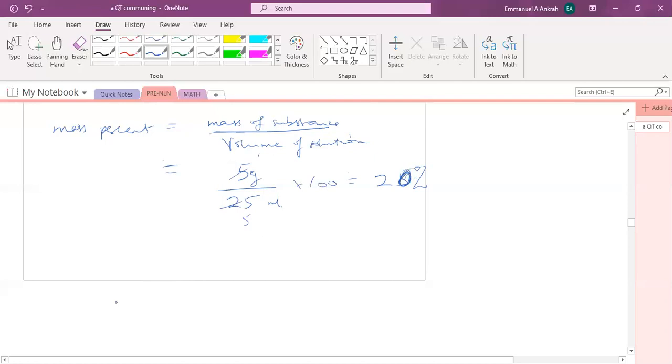So I mentioned this already. This is Snell's law, so we have to use a protractor. You need a protractor for this.